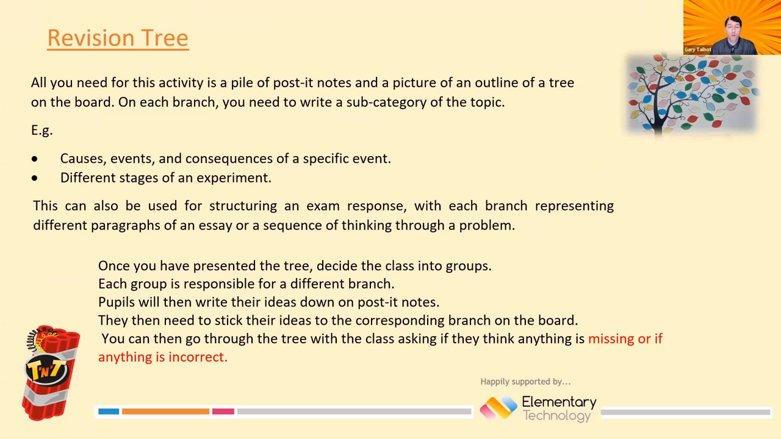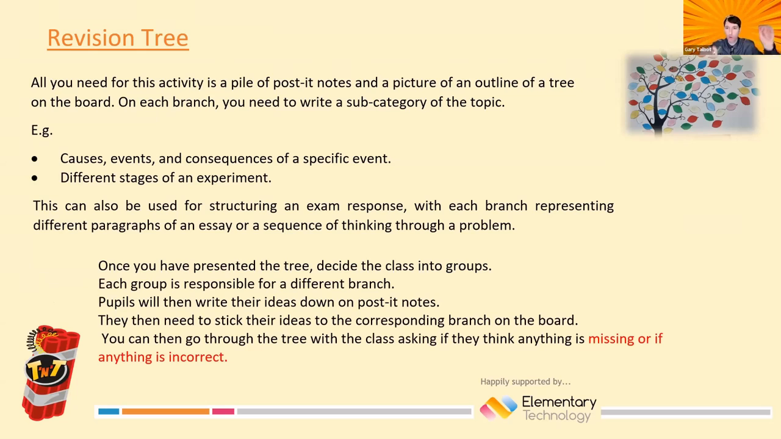Another one, which is similar to, I think, what Murray was talking about in terms of a tree. So all you would need for this is just loads of post-it notes, and then you could draw the picture on your whiteboard or have it projected on your screen of a tree. And then on each branch, you'd write a subcategory of a topic. So you might be doing something about the rise of Hitler, for example, and that would be your topic. And then on each of the branches, it might be some of the causes or reasons why Hitler rose to power.